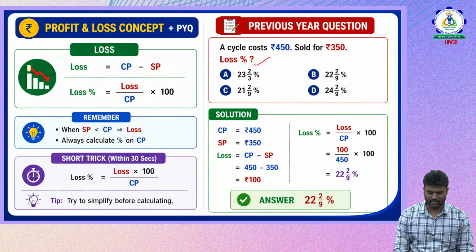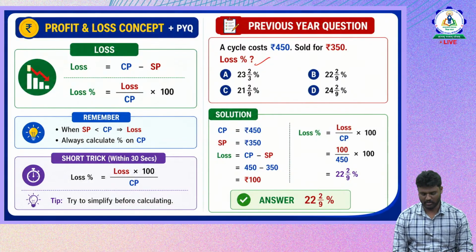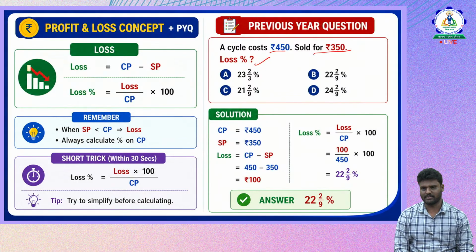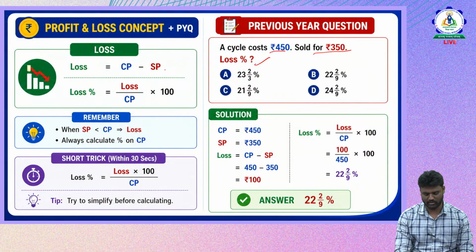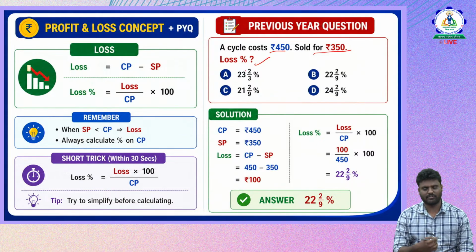What information have they given in the question? A cycle costs 450 rupees and it is sold for 350 rupees. That means the cost price and the selling price are given. We need to find the loss percentage. The formula for the loss is cost price minus selling price. To find the loss percentage, first we identify how much loss we got, then divide by the cost price of the item and multiply by 100.